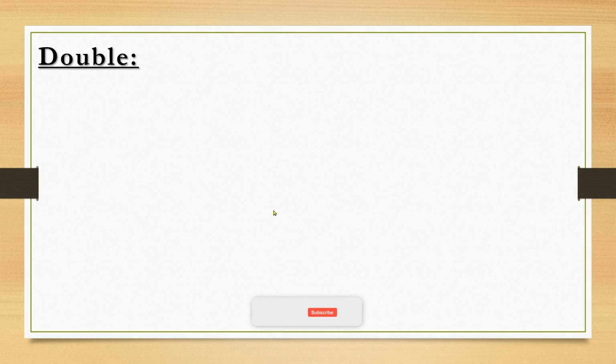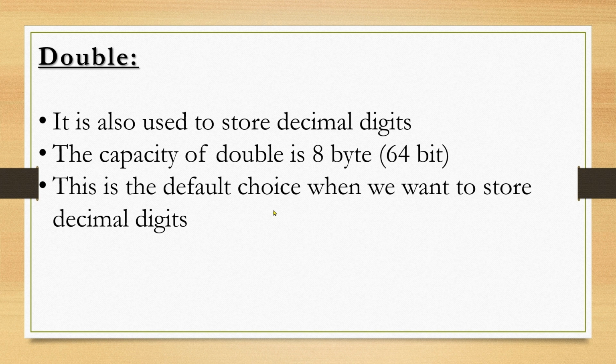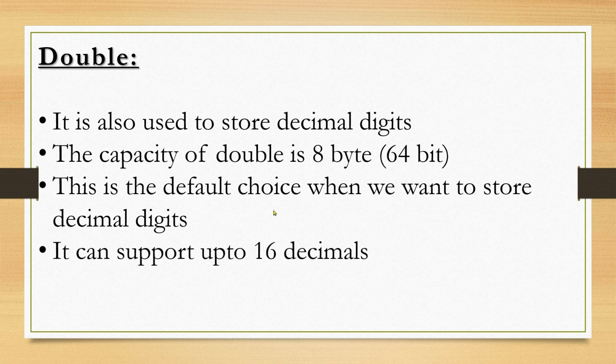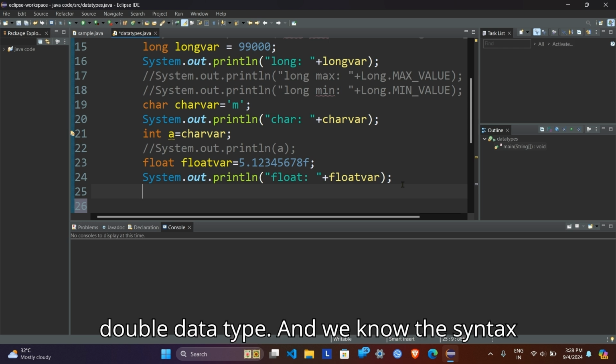Double. It is also used to store decimal digits. The capacity of double is 8 bytes, which means 64 bits. This is the default choice when we want to store decimal digits. Double can support up to 16 decimals. Syntax is double space varname.